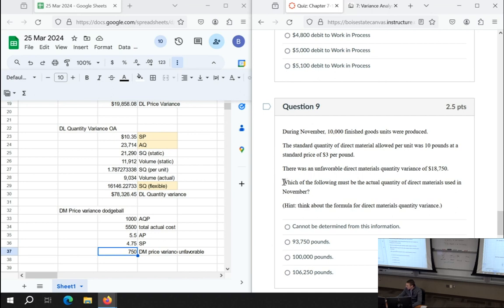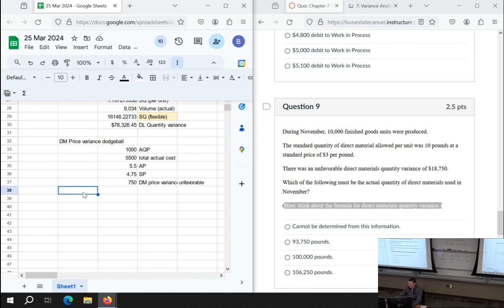First of all, it's asking what is the actual quantity of the direct materials used. What's AQU? You mean I don't give it to you? No, I don't give you AQU. I must not give you AQU in this question because it's asking for it at the end. Hint: think about the formula for direct materials quantity variance. So this is a DM quantity variance formula, magic algebra thing.